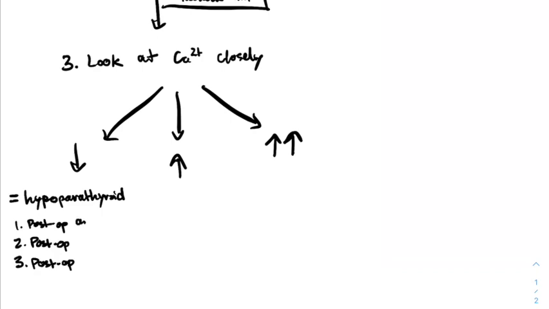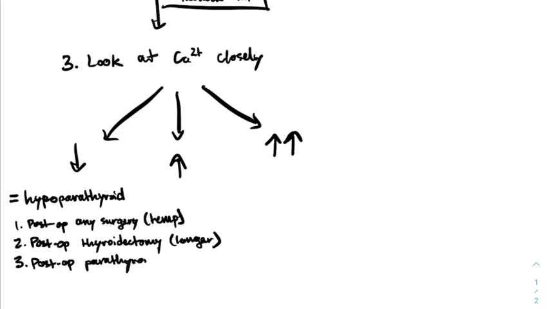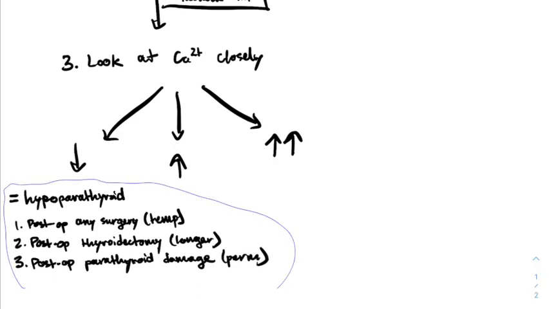Either it's a temporary depression of the calcium from any surgery where the parathyroid gland sort of gets stunned and there's going to be a normalization of the calcium within a couple days to weeks, or it's a thyroidectomy where the parathyroids might get accidentally removed or damaged, resulting in a more prolonged hypoparathyroidism that may or may not resolve over the course of months. Or it could be permanent post-op damage to the parathyroid gland itself, where it's never coming back, it's permanently damaged. There are also some autoimmune conditions that can cause hypoparathyroidism, but they're more rare.